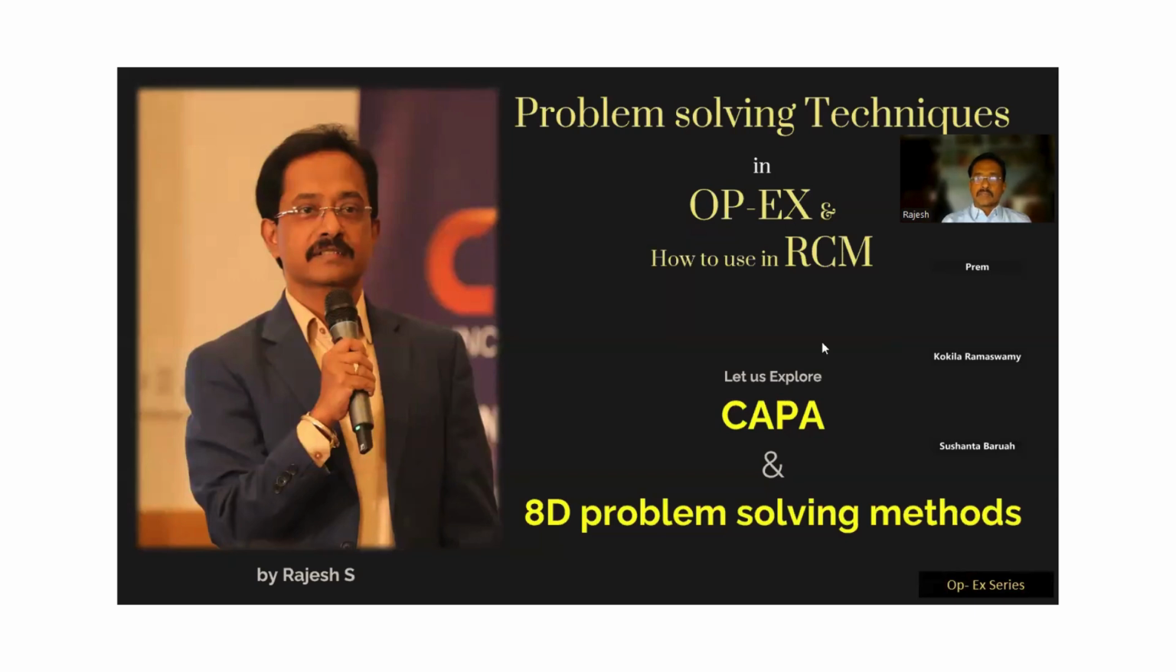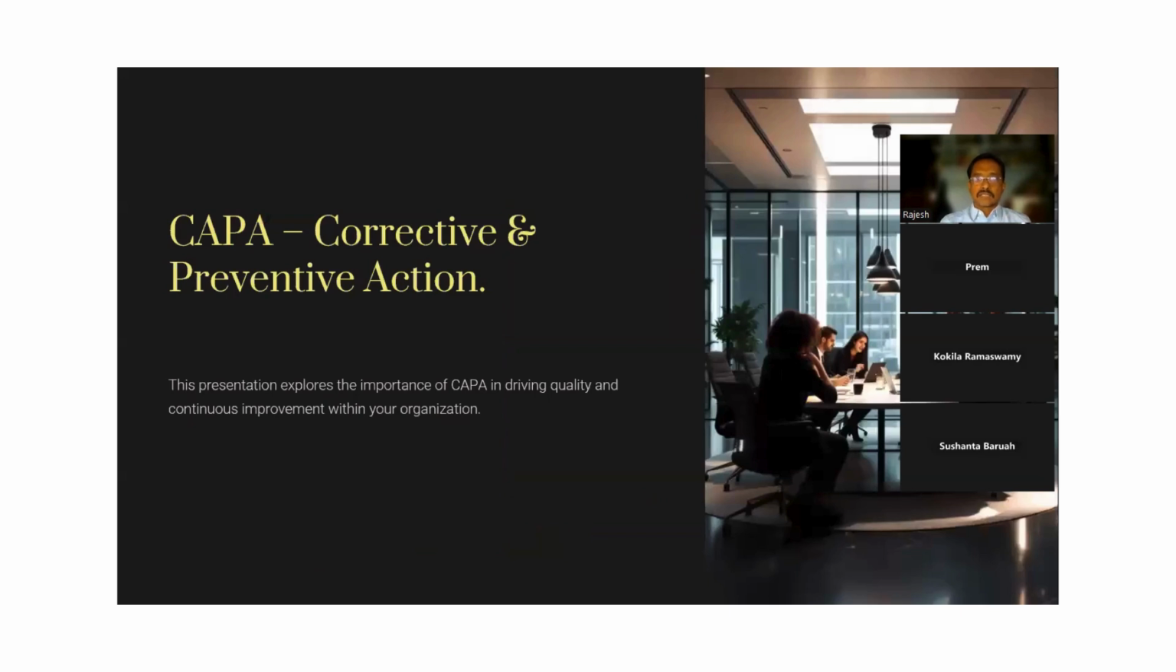Welcome back for one more session on how to use operational excellence in RCM. We are going to see what CAPA is, that is corrective action and preventive action, and some more improved techniques on problem solving. The first one is CAPA, which is corrective and preventive action.